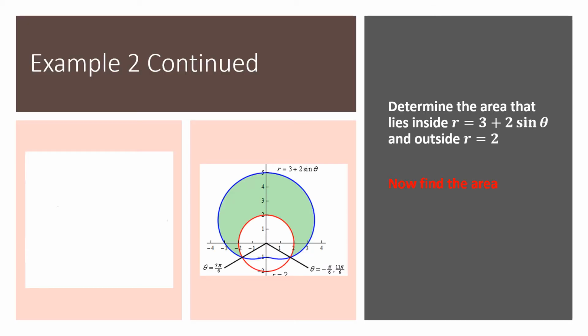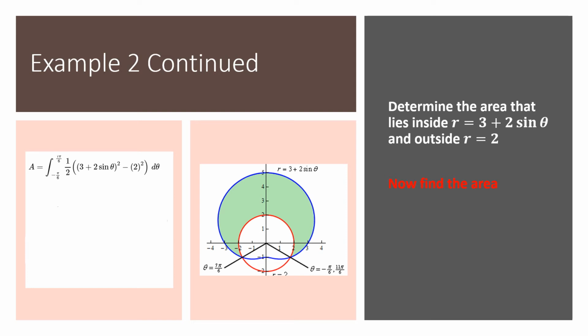All right, so now I want to find the area, and to find that area, again, I'm going to integrate from negative pi over 6 to 7 pi over 6 of 1/2 of my function squared.